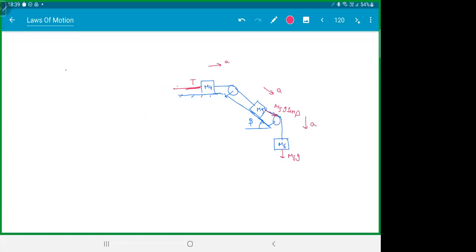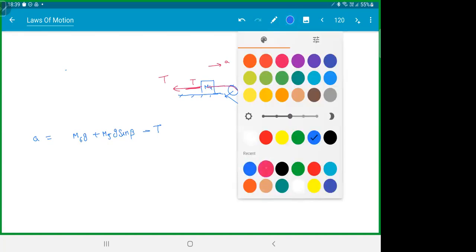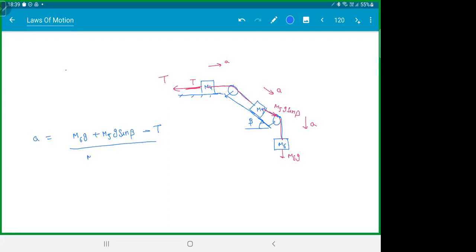Now what are the forces? Tension, agreed? Now if you apply the same method, what are the forces acting? M6G plus M5G sine beta minus tension, because this tension is opposing the motion. See, that tension you have to take as a force along the string now. Divided by total mass, what's the total mass now? M6 plus M5 plus M4.